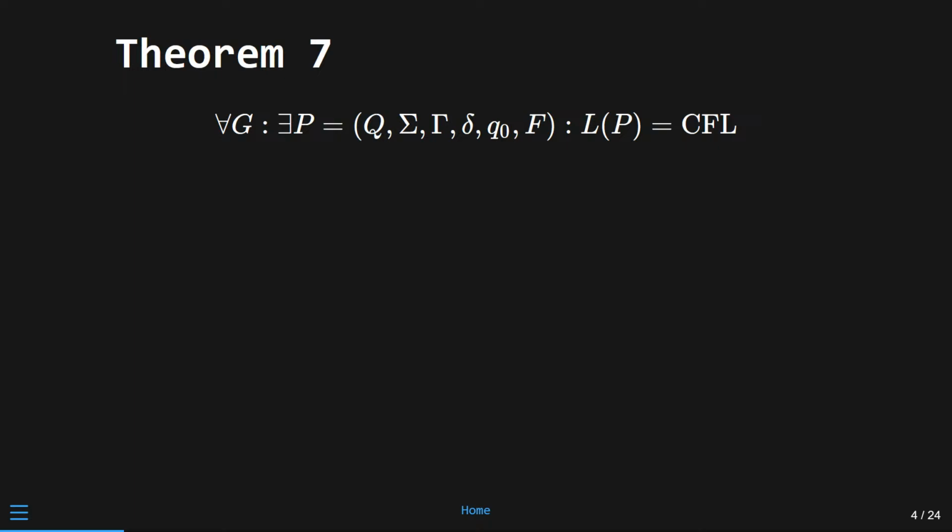For all G context-free grammars, there exists P, a pushdown automata. The pushdown automata is a 6-tuple, which is the 5 elements of a finite automata and additionally the stack. The language of the pushdown automata is equivalent to the context-free language. So that's this context-free language. Okay.